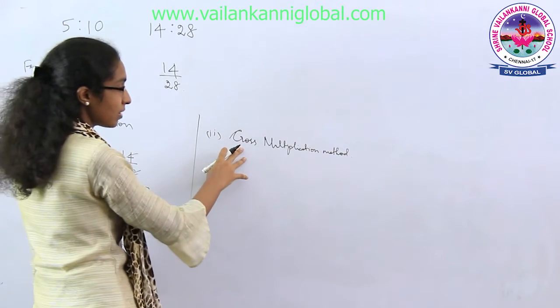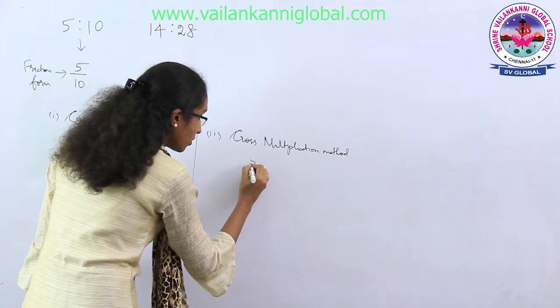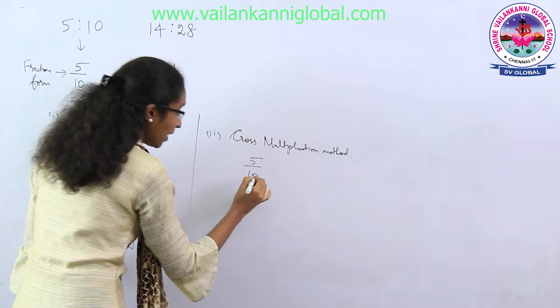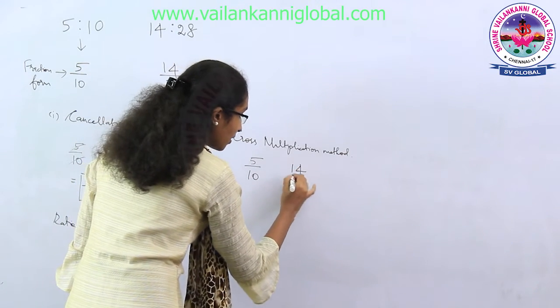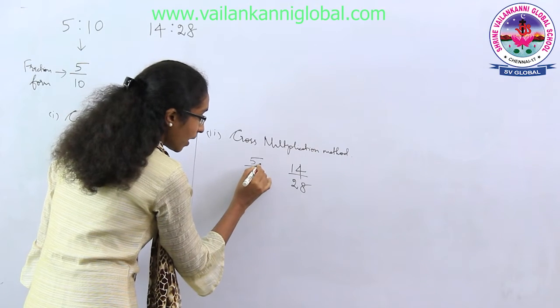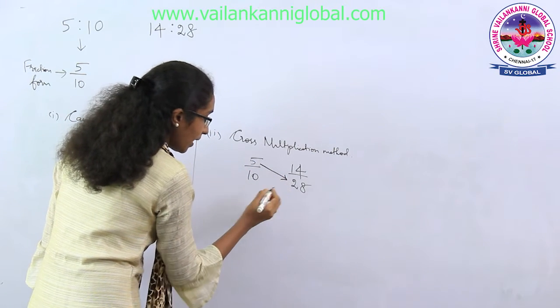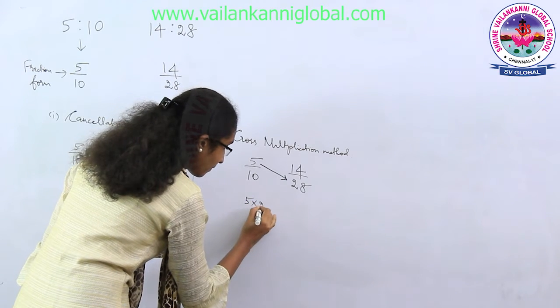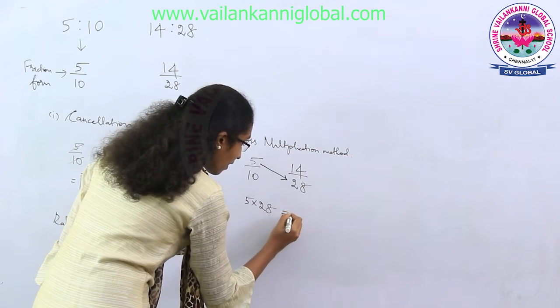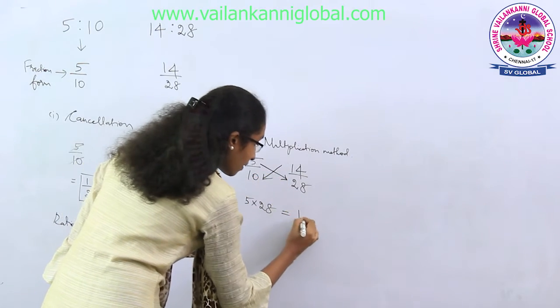The other method is the cross multiplication method. Here, we take both the fractions, that is 5 by 10 and 14 by 28, and we cross multiply. That is, 5 is multiplied with 28 and 14 is multiplied with 10.